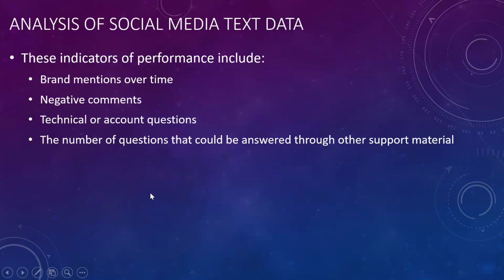Then analysis of social media text data. These indicators of performance include brand mention over time. This actually comes out after text analysis. Then negative comments, technical or account questions, the number of questions that could be answered through other support material. So for some of these, we need the help of natural language processing.